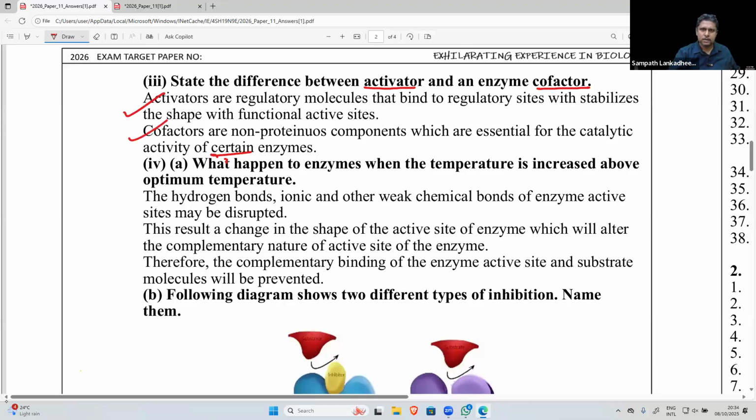Next one: what happens to enzymes when the temperature is increased above the optimum? Hydrogen bonds, ionic bonds and other weak interactions are going to be disrupted. This results in a change in the shape of the active site of the enzyme, which will alter the complementary nature of the active site. Therefore, complementary binding of the active site and the substrate molecules will be prevented.